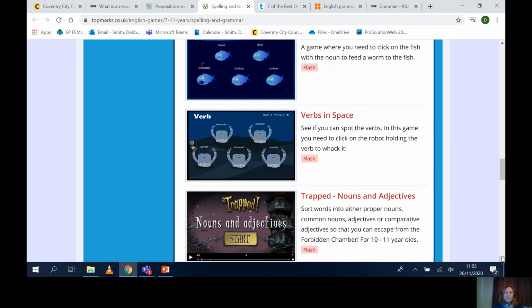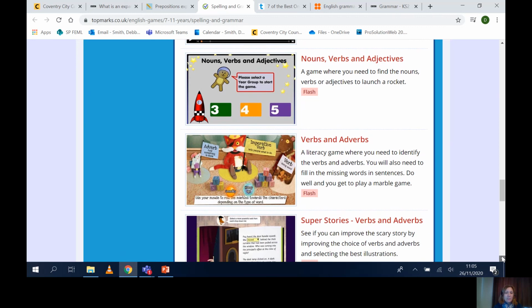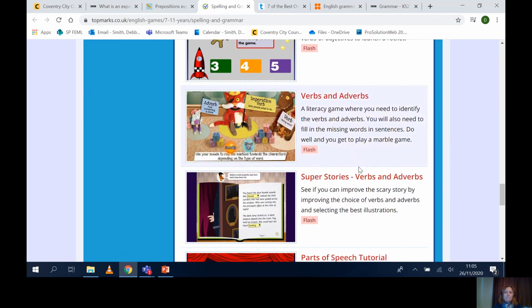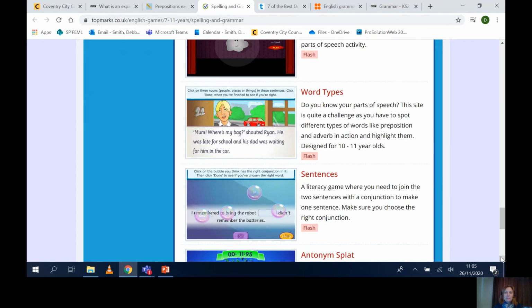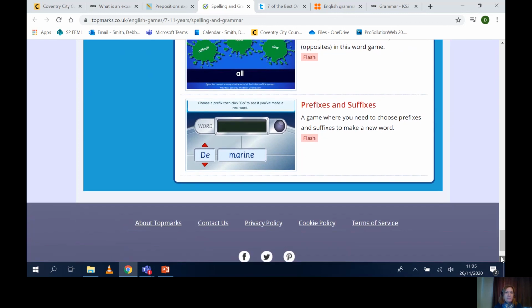What are the nouns? Where are the adjectives? Verbs in space. Nouns, verbs, adjectives, verbs and adverbs. There's some really nice activities on there that you can take them through. Antonyms, which we talked about, the opposite words, prefixes and suffixes, there's quite a bit on there.